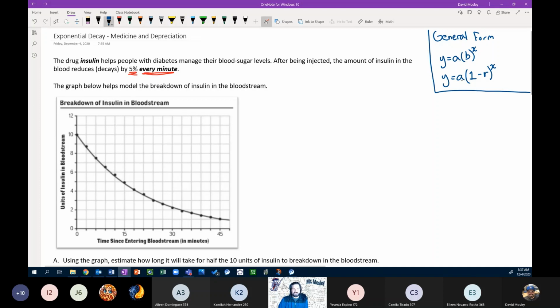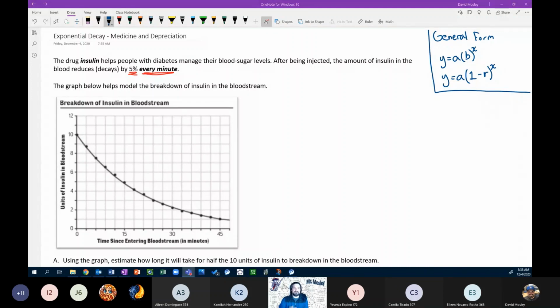A is our start value. B is the rate of change. It could be the rate of decay, and it's always going to be the amount left over. So if a ball rebounds to 3/4 of its previous height, 3/4 is the value of B.